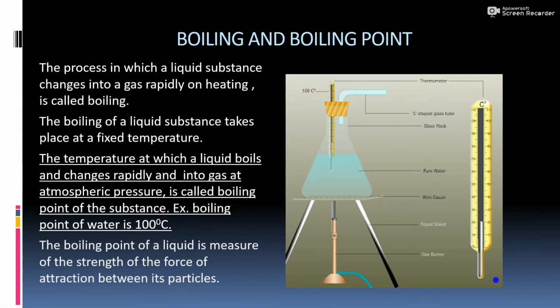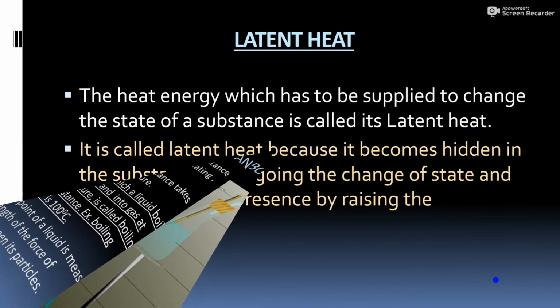Then boiling and boiling point. The process in which a liquid substance changes into a gas rapidly on heating is called boiling. The boiling of a liquid substance takes place at a fixed temperature. The temperature at which a liquid boils and changes rapidly into gas at atmospheric pressure is called the boiling point of the substance. That is, the boiling point of water is 100 degrees Celsius or 373 Kelvin. The boiling point of a liquid is a measure of the strength of the force of attraction between its particles, like solids.